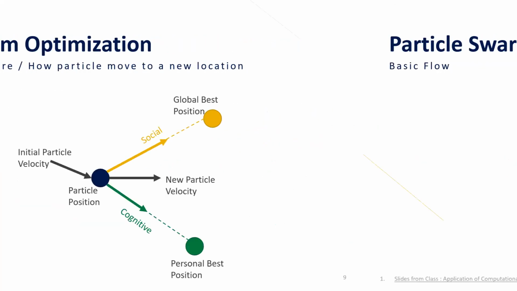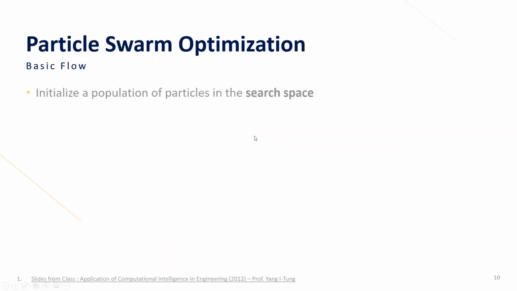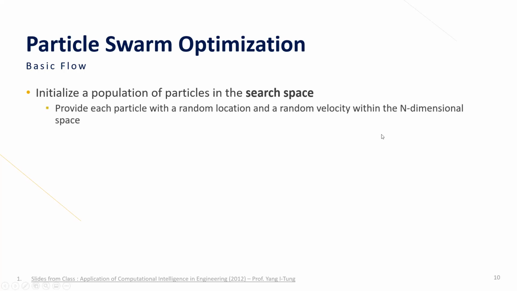Particle location, velocity, personal best, and global best. Now let's talk about the flow. First, when you want to use particle swarm optimization, you need to initialize. We need to initialize the particles first in the solution space, and how we initialize it depends on your problem.